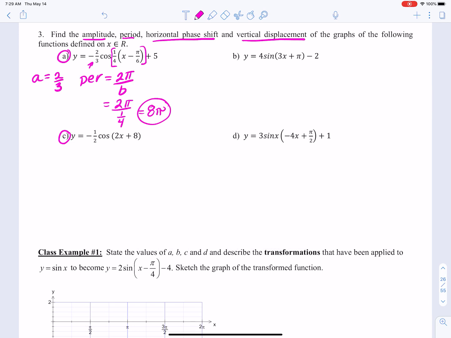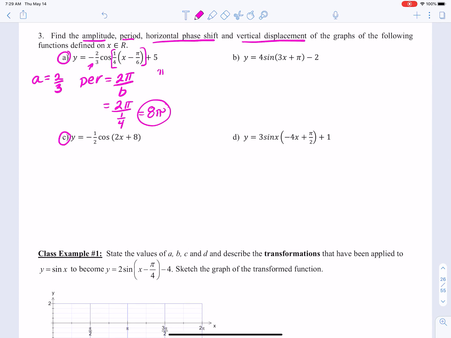Horizontal phase shift, this is pi over 6 radians. I better indicate what it is. Horizontal phase shift pi over 6 radians right, and your vertical displacement is 5 units up. Sorry about the lack of room there.